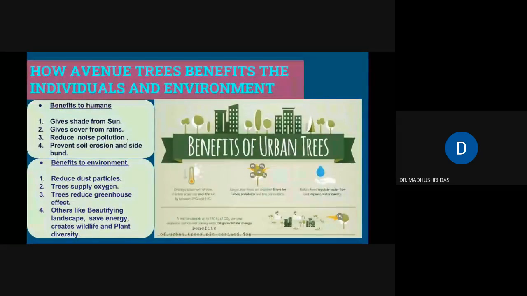Now let us see how avenue trees give benefits to individuals, living organisms and the environment. Due to climate change in the present situation, there is an increment in temperature. So the avenue tree acts as a natural air conditioner, purifies air by filtering pollutants and dust particles, and maintains the flow of water. Avenue trees are beneficial to both living organisms and the ecosystem.